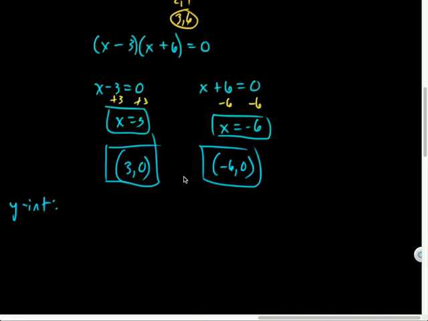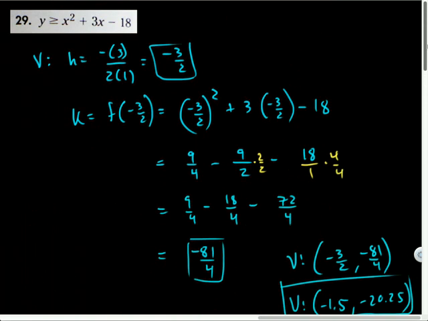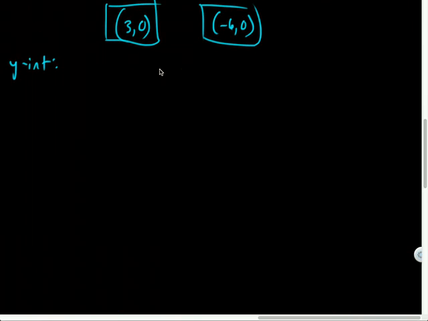Then I can find the y-intercept. How do I do that? 0 and c, right? So that's just negative 18, or (0, negative 18).